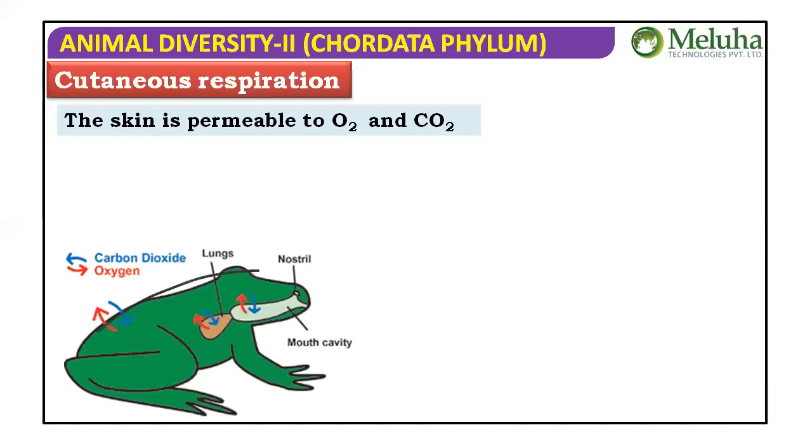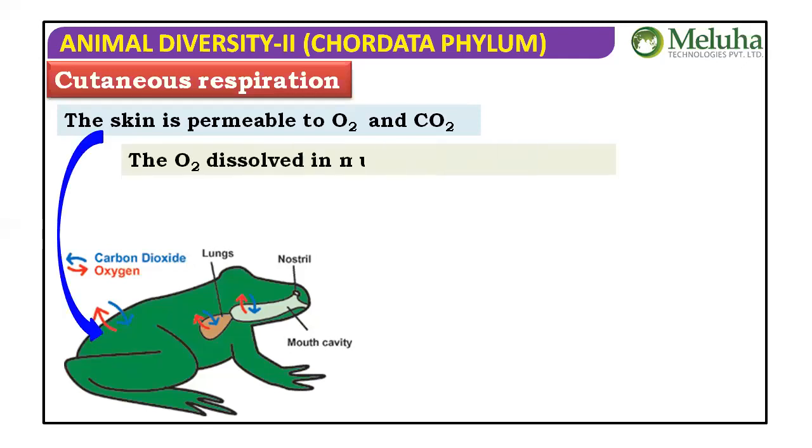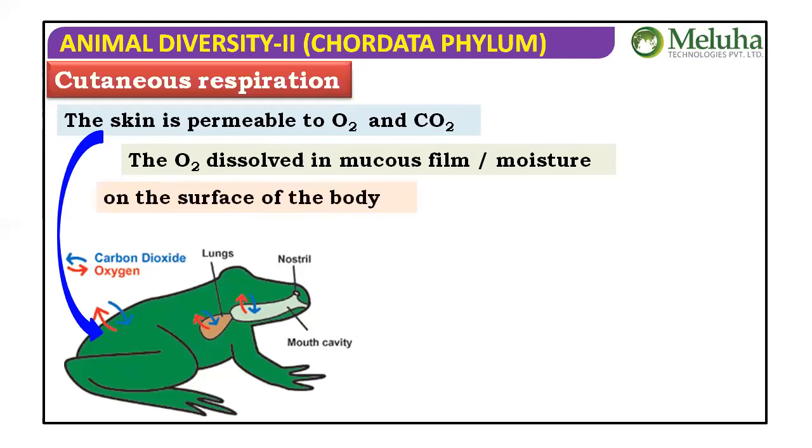That means it always needs to be moist first of all. In the moist skin, the oxygen is going to be dissolved, and carbon dioxide will be sent out from there. So that kind of exchange of gases happens here. The skin is permeable to both oxygen as well as carbon dioxide. Oxygen is dissolved in the mucus film or moisture on the surface of the body. That's why we say that the mucus film or moisture present on the surface of the body is required for the frog.